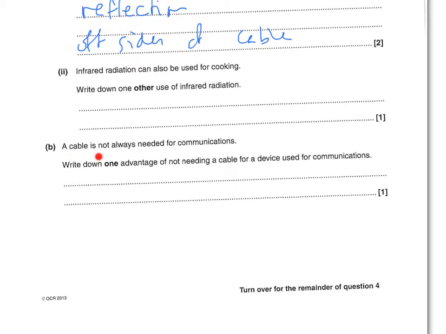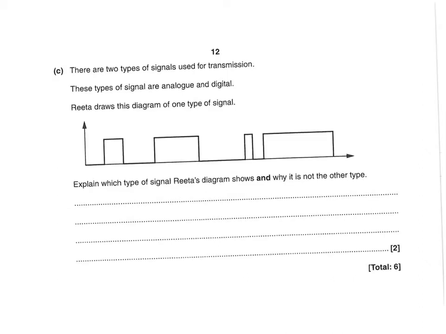Then next question. A cable is not always needed for communications. Write down one advantage of not needing a cable for a device used for communications. So this is the idea that you can use it when it's on the move, or you could say it's portable. Or you could say there's no direct connection to the phone line or socket that's needed. So you could say you can use it wherever you are. So any of those will get you that 1 mark.